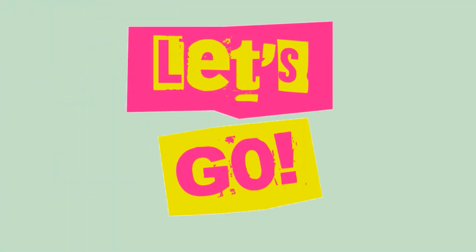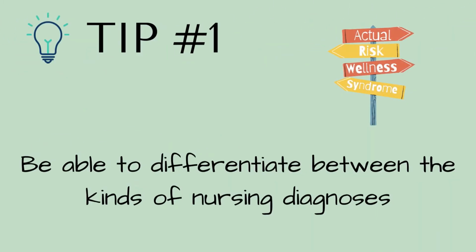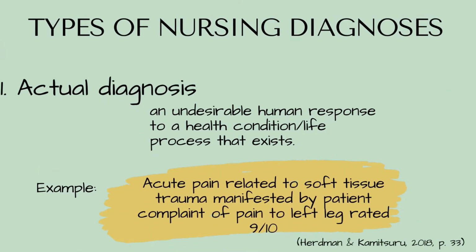Now that we know what the nursing diagnosis is, let's get into the tips. Tip number 1. Be able to differentiate between the different kinds of nursing diagnoses. The first type of nursing diagnosis you should be aware of is the actual nursing diagnosis.